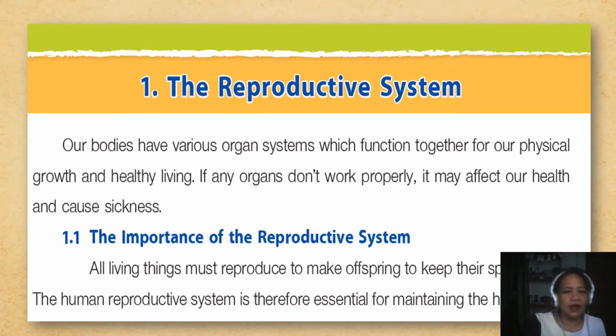Okay, what is the reproductive system? Our bodies have various organ systems which function together for our physical growth and healthy living. If any organs don't work properly, it may affect our health and cause sickness. The importance of the reproductive system: all living things must reproduce to make offspring to keep their species alive, and the human reproductive system is therefore essential for maintaining the human race.